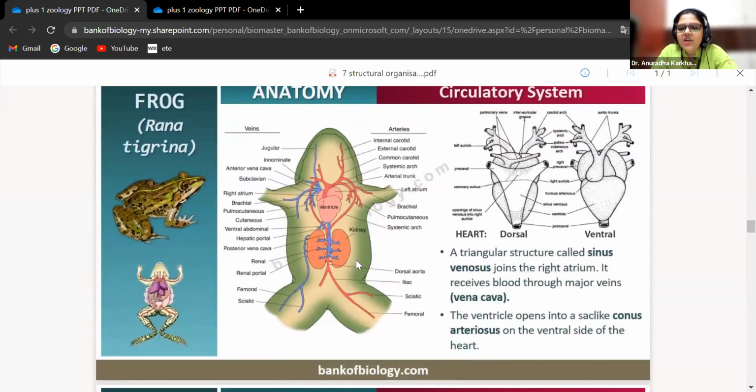A triangular structure called as sinus venosus. ये फेवरेट वर्ड है बेटा, फेवरेट वर्ड है ये वाला पॉइंट. A triangular structure called as sinus venosus joins the right atrium. Sinus venosus receives blood through major veins, that is your vena cava. Can you all tell me अपना superior और inferior vena cava कौन से पार्ट में deoxygenated blood pour करता है. Very good.